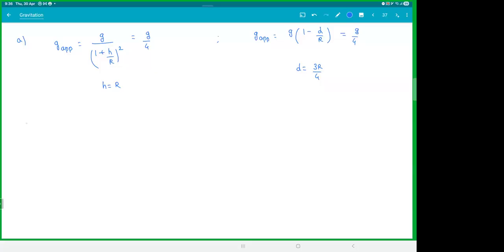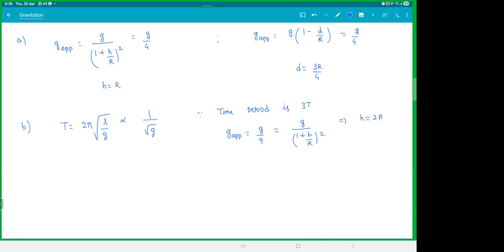Second thing, the time period of a pendulum is 2 pi root over L by G. That means the time is proportional to 1 by root G. And in the question, it is mentioned the time period has become 3t. Since the time period has become 3t, the gravity must have become G by 9. G apparent is G by 9. So then we use the formula G into 1 plus H by R whole square. And this clearly gives you H is equal to 2R. So you should be at a height of 2R from the surface. You can see how you're playing around. You just need to get that G somehow and see which formula works.